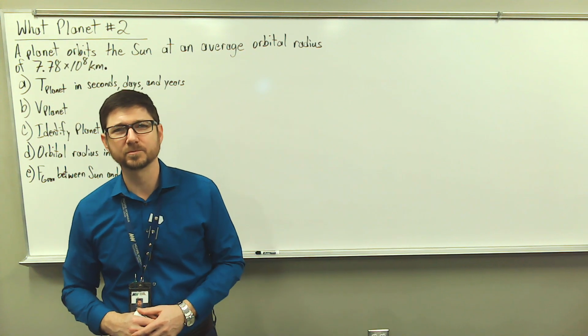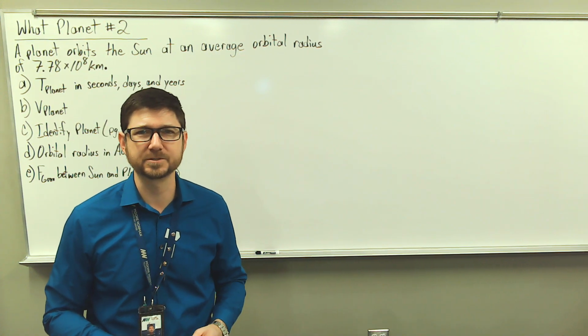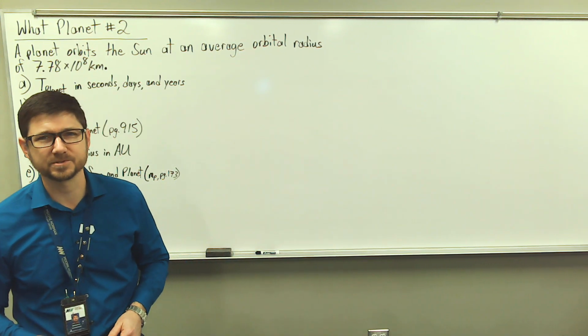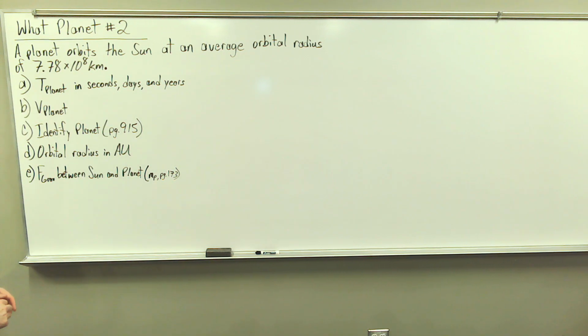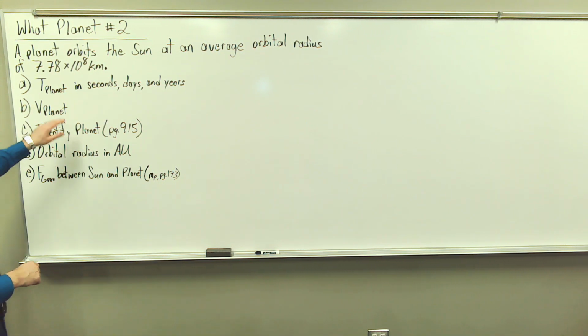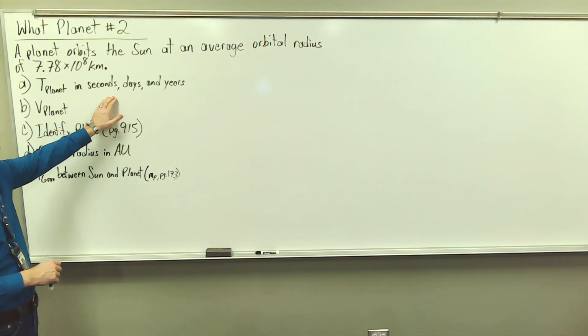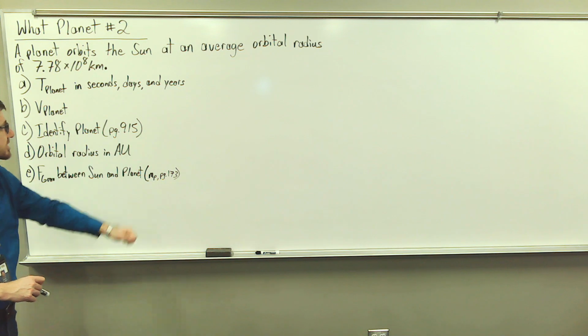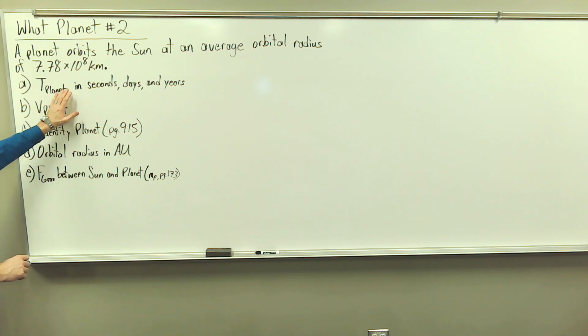I'm going to read the problem to you, and then we're going to draw a simple picture and start calculating our values. So the problem asks us, a planet orbits the sun at an average orbital radius of 7.78 times 10 to the 8th kilometers. In part A, it wants us to calculate the orbital time period in seconds, days, and years. So let's go ahead and do one of these at a time.